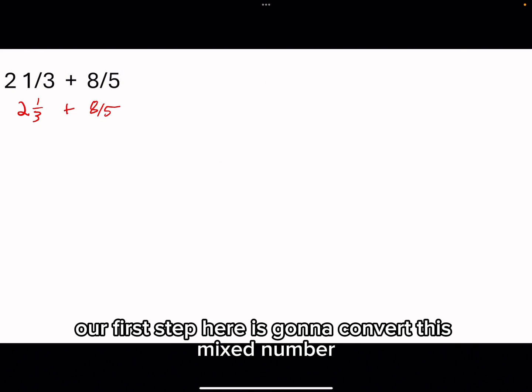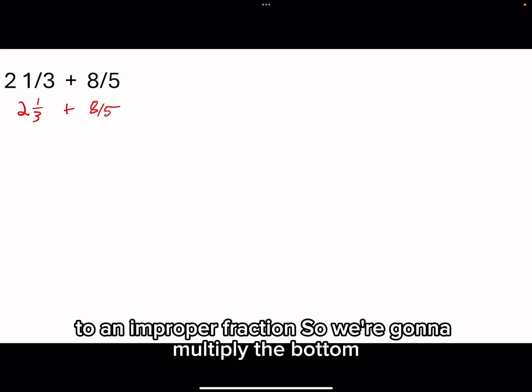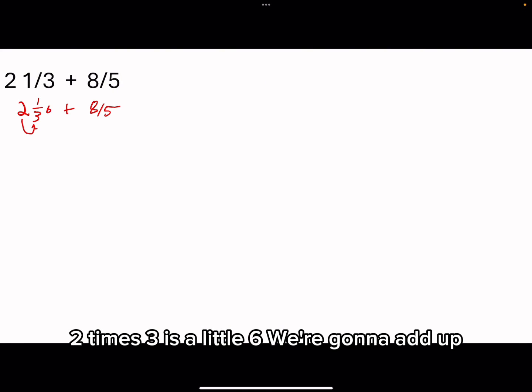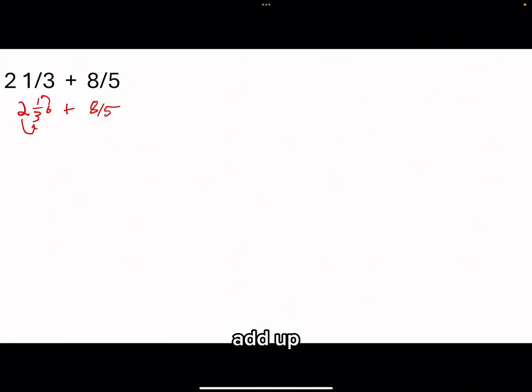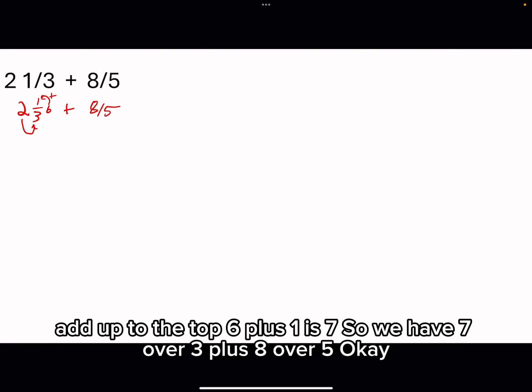Okay, so our first step here is going to convert this mixed number to an improper fraction. So we're going to multiply at the bottom. 2 times 3 is a little 6. We're going to add up to the top. 6 plus 1 is 7. So we have 7 over 3 plus 8 over 5.